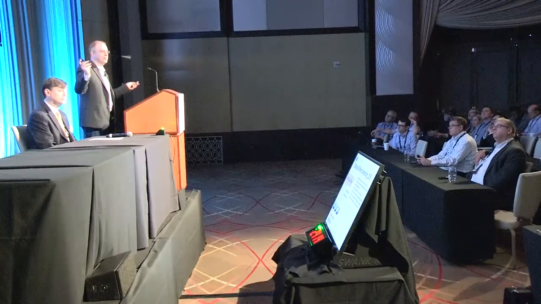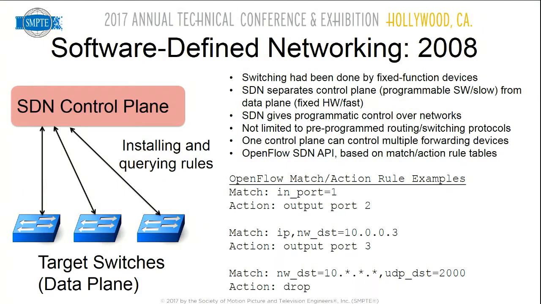So for instance, we have a couple of match actions up there. We have if something comes in on port number 1, send it out of port 2. If something comes in with an IP address, destination 10.0.0.3, send it out on port 3. And if something comes in on 10.star.star.star and it has a UDP destination address of 2000, just drop that packet. So very simple match and actions.